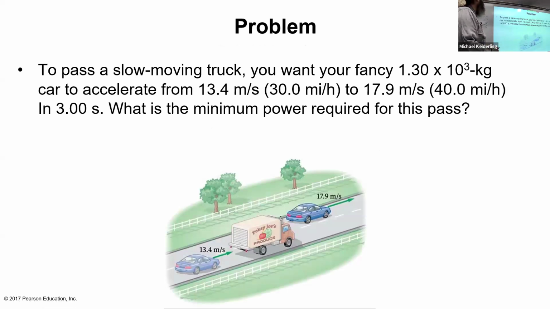So here, to pass a slow moving truck, you want your fancy 1.3 times 10 to the 3rd kilogram, so 1,300 kilogram car, to accelerate from 13.4 meters per second, 30 miles per hour, to 17.9 meters per second, 40 miles per hour, in a time of 3 seconds. What is the minimum power required for this pass? So remember, power is work over time. So you can work out the change in work with the work energy formula and divide it by the time required to find the power.